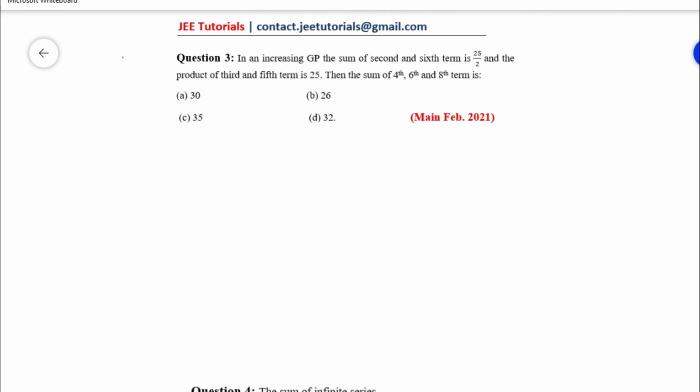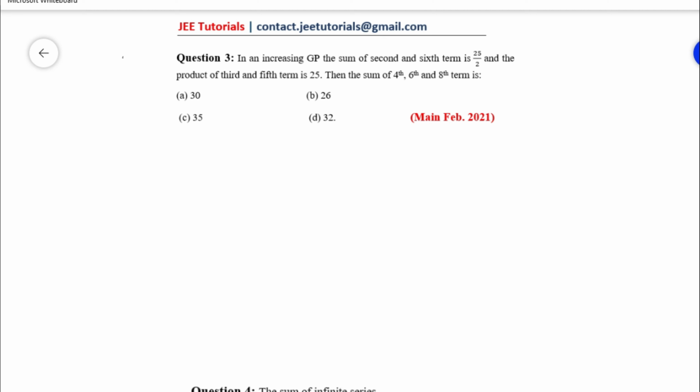आज की वीडियो में हम सीक्वेंस और सीरीज़ के प्रॉब्लम्स आगे कंटिन्यू करते हैं। आज की पहली प्रॉब्लम है क्वेश्चन नंबर 3। In an increasing GP, the sum of second and sixth term is 25/2 and the product of third and fifth term is 25. Then the sum of fourth, sixth and eighth term is. There are four options: 30, 26, 35 and 32. We have to find the correct option.